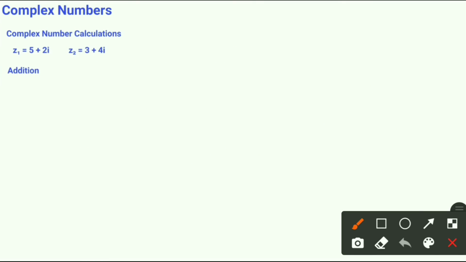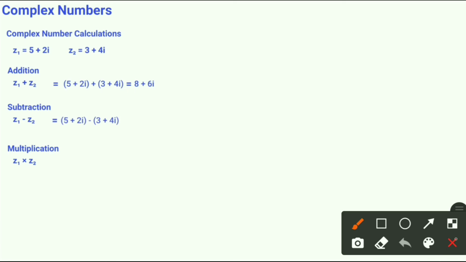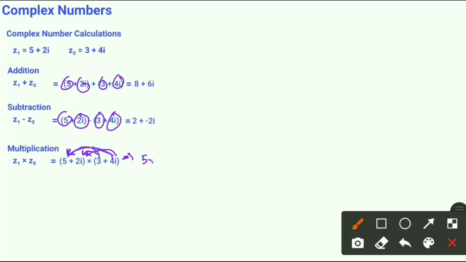Complex number calculations. We have two numbers. Now we're going to do addition, subtraction, multiplication, and division of these two numbers. Real numbers add to real numbers, imaginary numbers add to imaginary numbers, so we get this. Real numbers subtract from real numbers, imaginary numbers subtract from imaginary numbers, so we get this. For multiplication, if you multiply this, then 5 multiplied by 3 plus 2 multiplied by 3. Then 4 iota multiplied by 5, 4 iota multiplied by 2 iota.